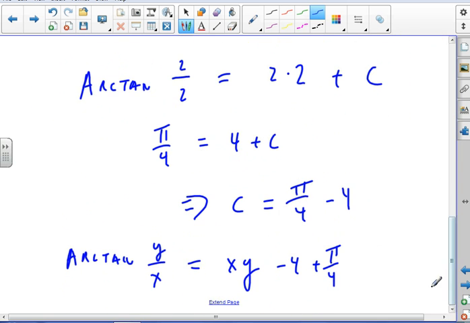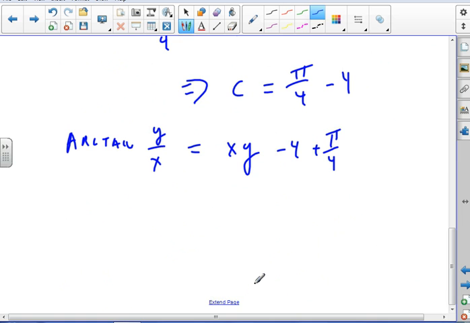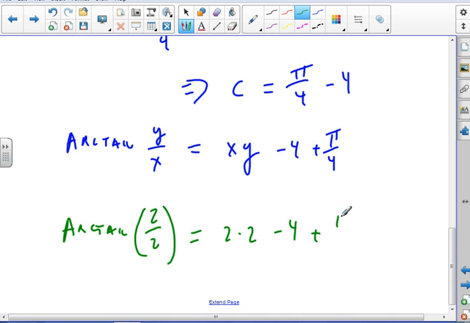Yeah, that's what that says. Okay, and we could check our work. We could have the arctangent of 2 over 2 is equal to 2 times 2 minus 4 plus pi over 4. And we come to the same conclusion, pi over 4 is equal to pi over 4, and our work checks. Okay, so much for that.